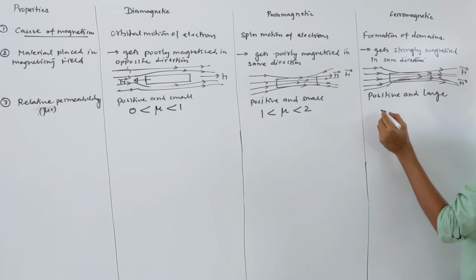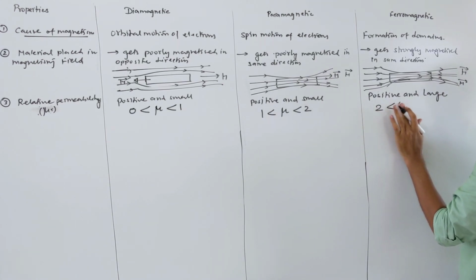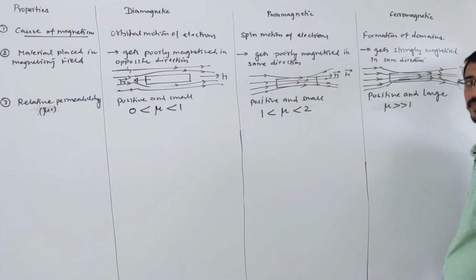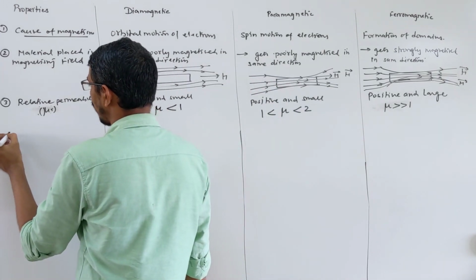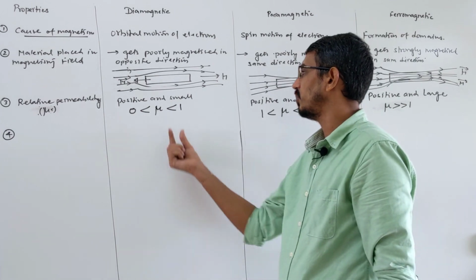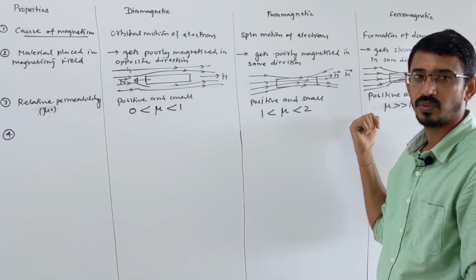And large. Okay. So it's more than 2, you say. And you simply say that mu r is much bigger than 1. Yes, it's a big number. This is the relative permeability, which is positive for all three materials. Do not confuse: positive for all three materials. Positive and small, 0 to 1, 1 to 2, and more than 2, or very, very big, you say.